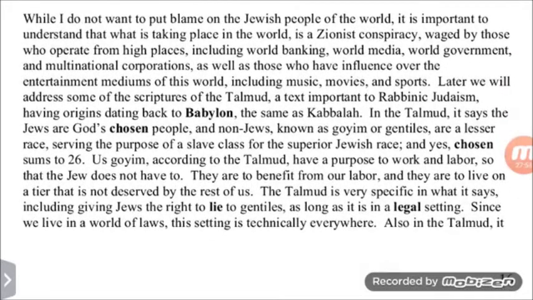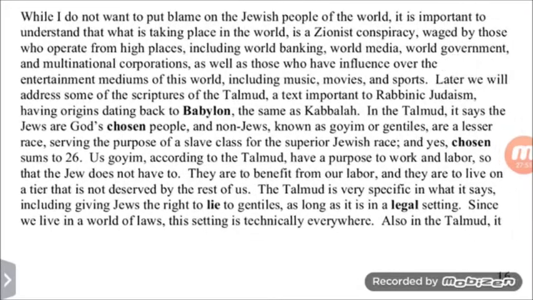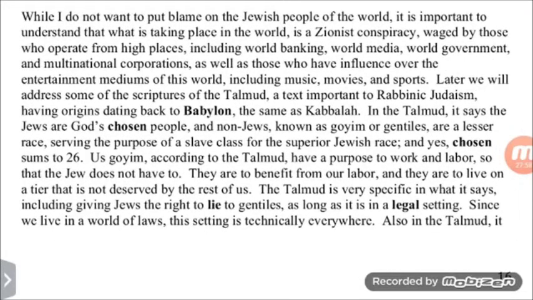While I do not want to put blame on the Jewish people, it is important to understand that what is taking place in the world is a Zionist conspiracy waged by those who operate from high places, including world banking, world media, world government, and multinational corporations, as well as those who have influence over the entertainment mediums of this world, including music, movies, and sports.